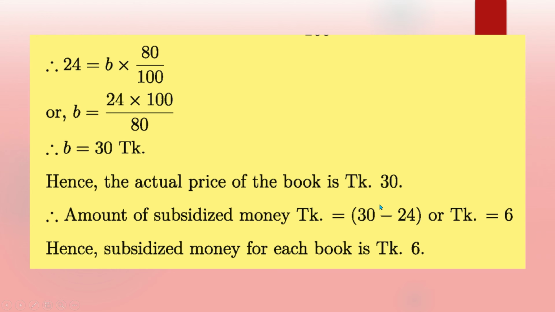Therefore the actual price is taka 30, and the market price is taka 24. Therefore the subsidized money is taka 30 minus 24, which equals taka 6. Therefore the subsidized money for each book is taka 6. This is the required answer. Clear, student? Okay.